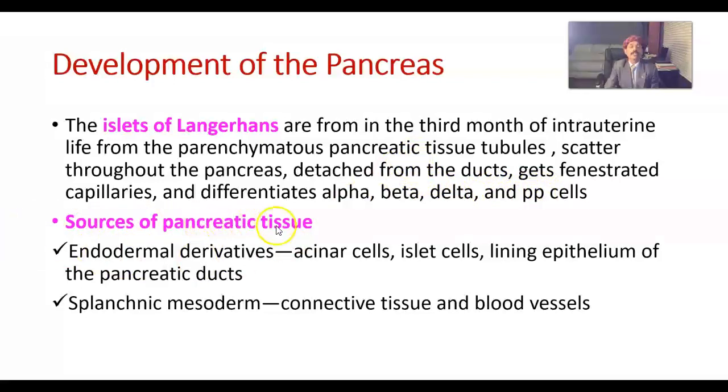Sources of pancreatic tissue: we have the endocrine derivatives, the acinar cells, and islet cells like the alpha, beta, delta, and PP cells. The lining epithelium of the pancreatic duct may be stratified cuboidal, simple columnar, or cuboidal. The connective tissue and blood vessels of the pancreas are derived from the splanchnic mesoderm.